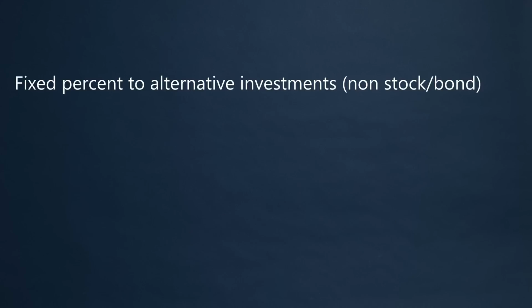If you don't have predefined rules, you will likely end up buying high and selling low, the opposite of what you want to do in practice. As an example, I'll discuss my tactical asset allocation. The way I manage my portfolio, I have a fixed percentage always invested in alternative investments, or effectively non-stock or non-bond asset classes. This percentage will stay roughly the same over time.